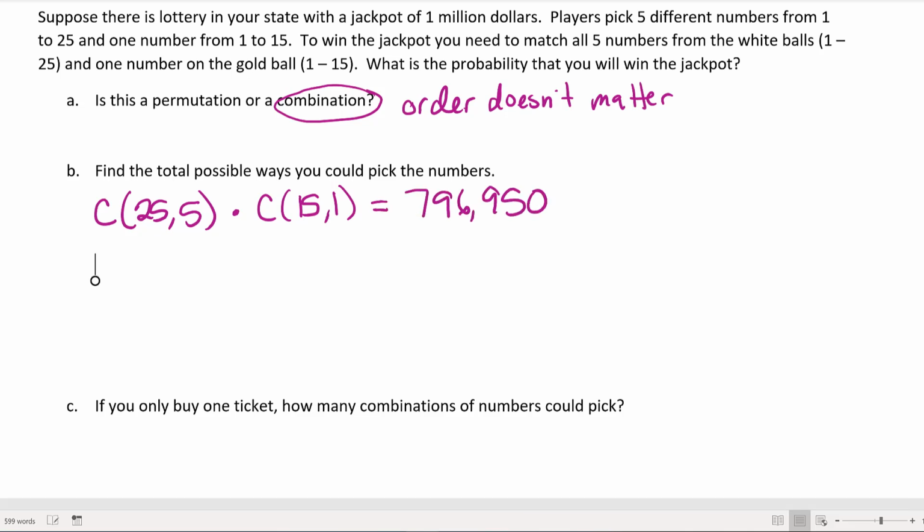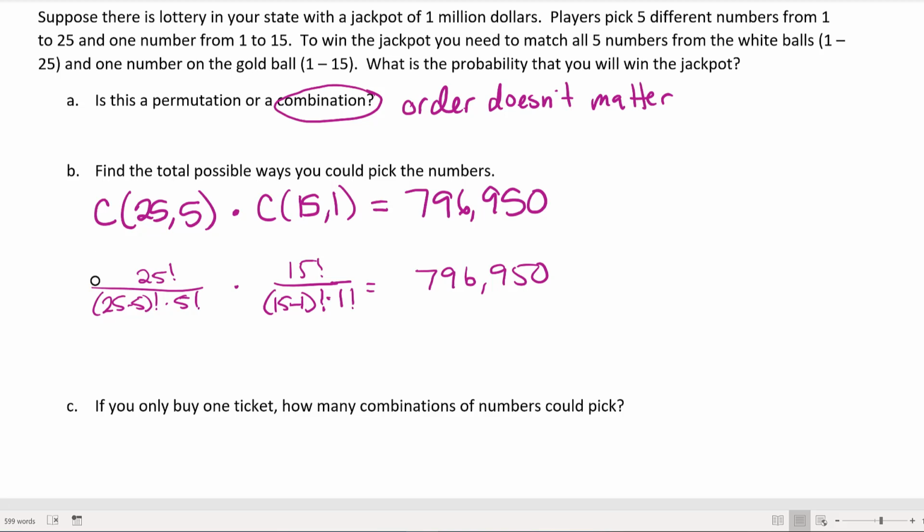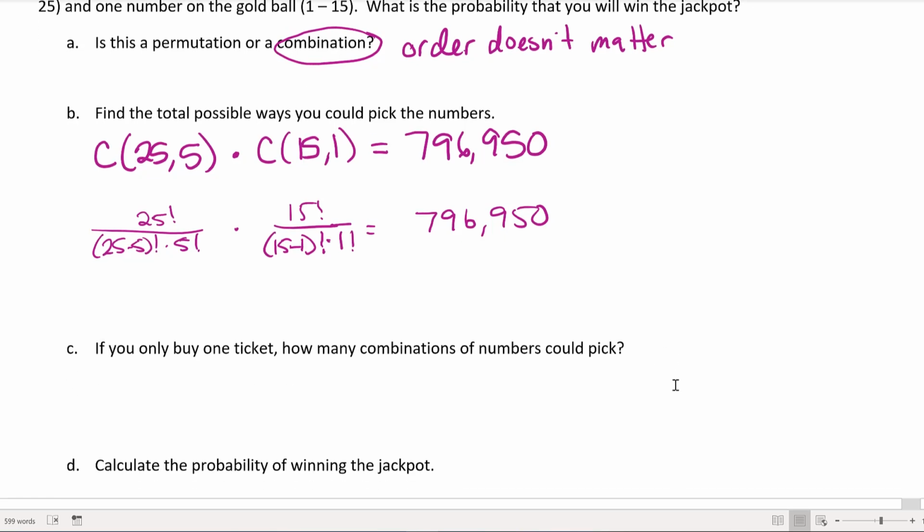Now, if you needed to write it out longhand, you could by doing 25 factorial over 25 minus 5 factorial times 5 factorial, multiplied by 15 factorial over 15 minus 1 factorial times 1 factorial, and work it out. It turns out it's still going to be the exact same value. Because I've already shown you how to do all of that longer work in previous lessons, we're just going to go ahead and use the calculator button for this lesson.